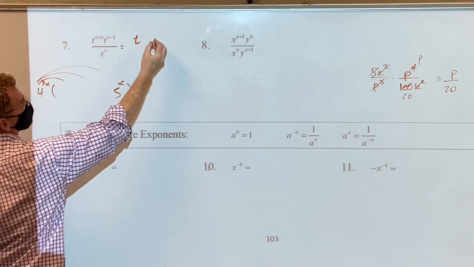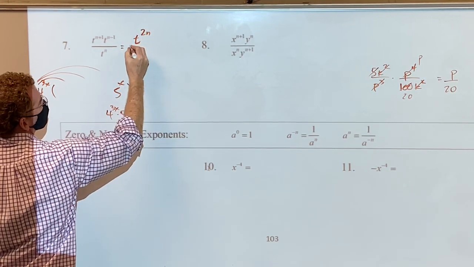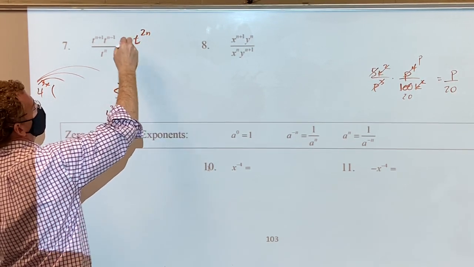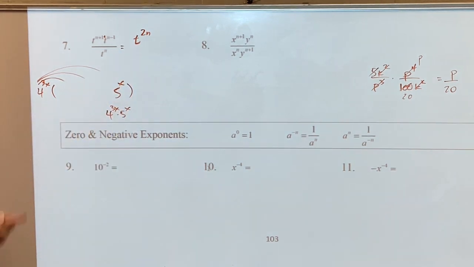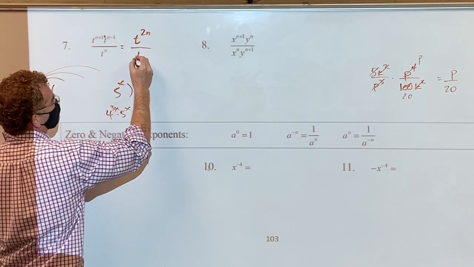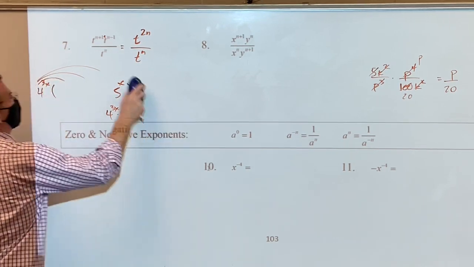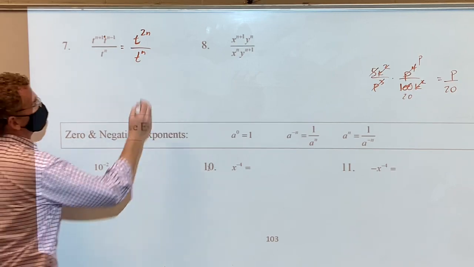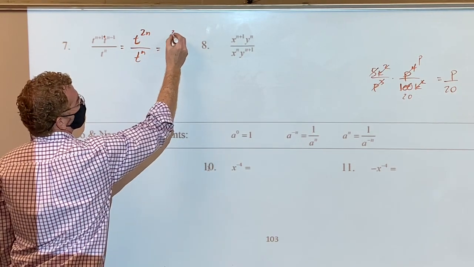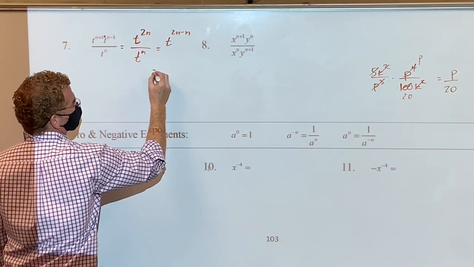And what do I get when I add the exponents? n plus 1 plus n minus 1. So the 1's cancel, but I get 2n. Now, on the denominator, what is my rule for dividing like bases? So I am going to keep the base and subtract the exponents. So what do I end up with?